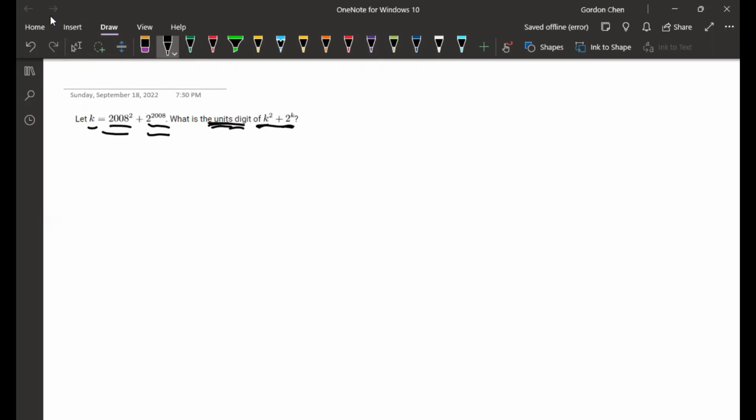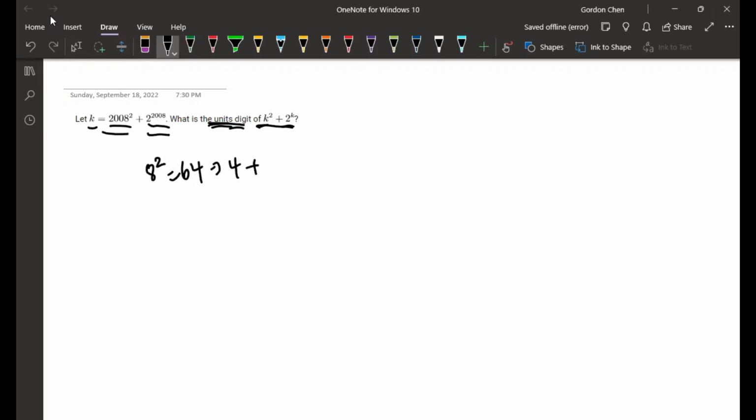So 2008, only the units digit matters for finding the units digit. So we'll just take 2008 mod 10, which is 8. And so if we're taking it to the squared, 8 squared is 64, which means it's 4, plus then 2 to the 2008.